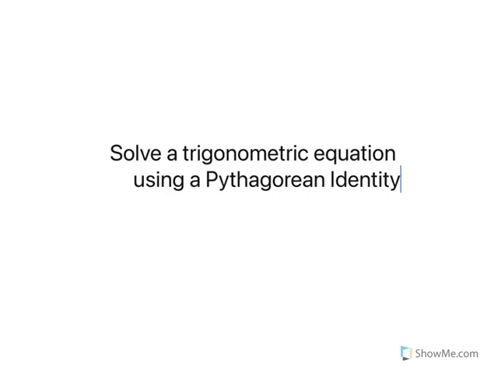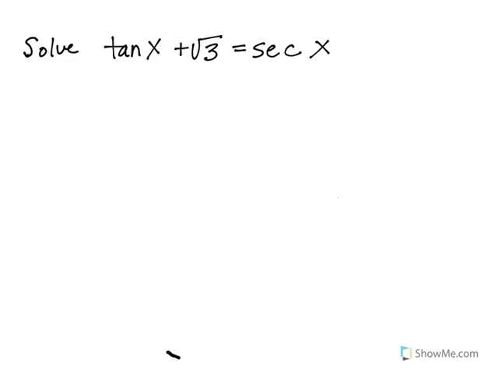Let's solve a trigonometric equation using a Pythagorean identity. Well, this sounds like fun. We're going to solve tangent x plus radical 3 equals the secant of x, and we're going to do this over the interval 0 to 2 pi.